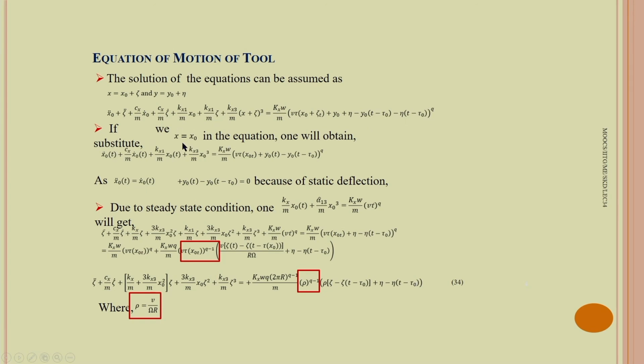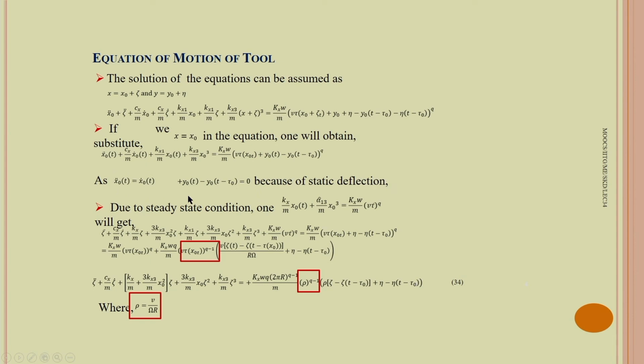So, if we substitute x equal to x0 in this equation, where x0 is the steady state condition, then this equation becomes x0 double dot plus c by m x0 dot plus k by m x0 plus k x3 by m x0 cube equal to k x w by m into v tau to the power q. As in the case of the static deflection, taking x0 as the static deflection, this part will be equal to 0.